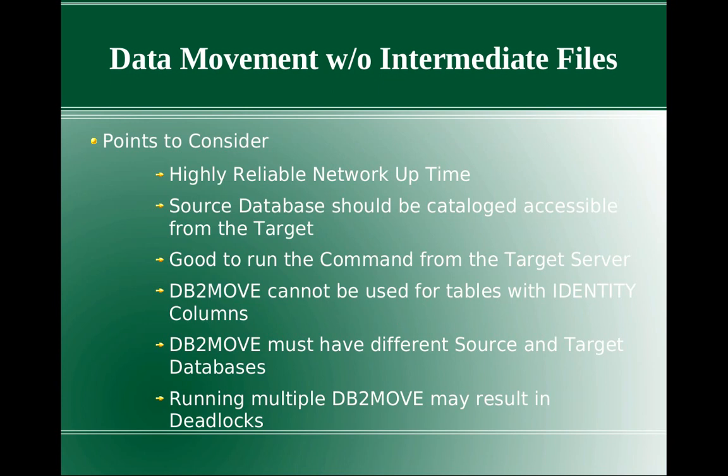This is just a slide with points to consider. Very important, highly reliable network uptime. This is very important because there is no data file involved. Over the network the data has to transfer from the source machine to the target machine, so the network should not go down. So highly reliable network uptime should be there between the systems connecting the source and target databases. The next point is source database should be cataloged and accessible from the target. This is because no intermediate data files are involved. It's going to connect to the source database and directly pull the data, so it has to be cataloged.